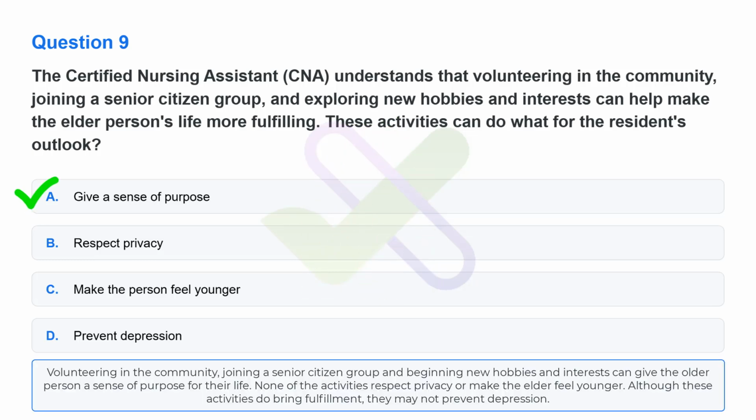Correct answer, A. Give a sense of purpose. Volunteering in the community, joining a senior citizen group, and beginning new hobbies and interests can give the older person a sense of purpose for their life. None of the activities respect privacy or make the elder feel younger. Although these activities do bring fulfillment, they may not prevent depression.